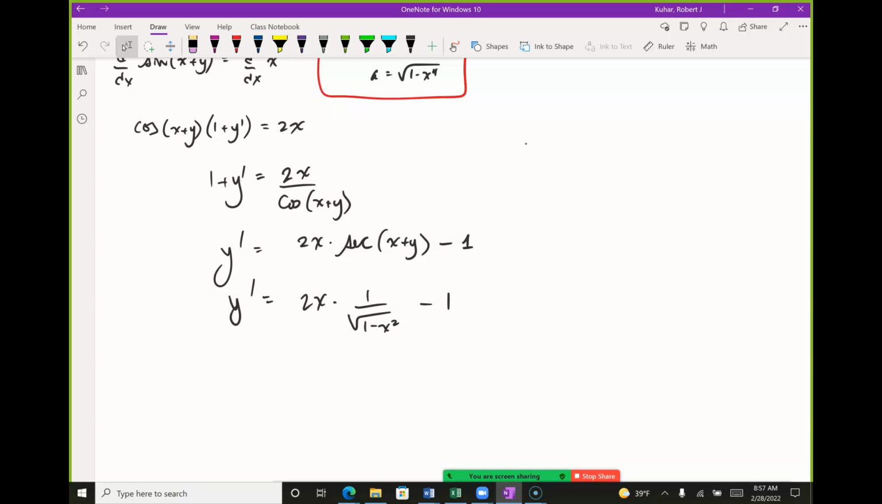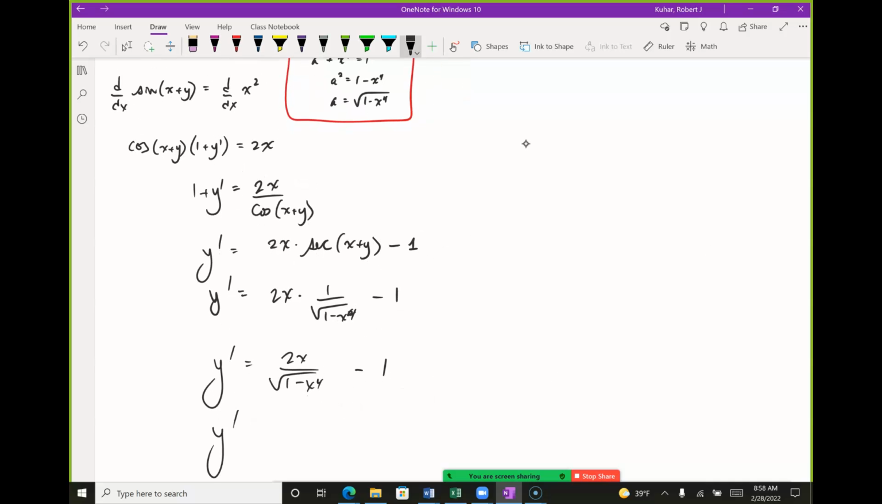And then I simply want, this is definitely okay. So this is 2x over square root of 1 minus x to the 4th, minus 1. So that's a good answer because it's solved in terms of x, right? There's only x's and coefficients on one side. That's what it means to be solved. I could get an LCD here, but it doesn't help at all.